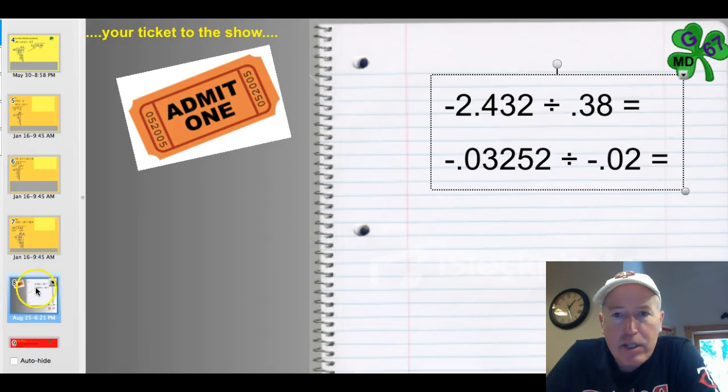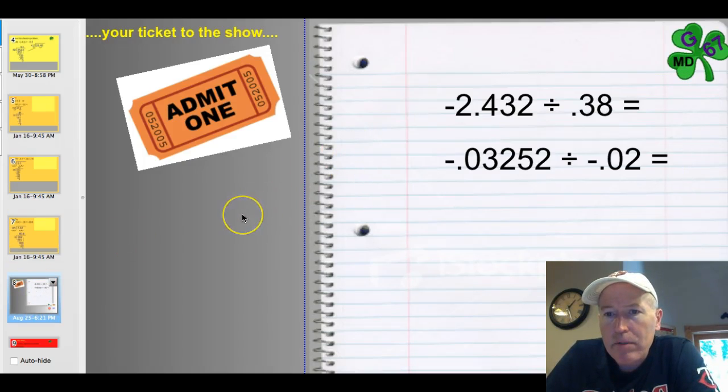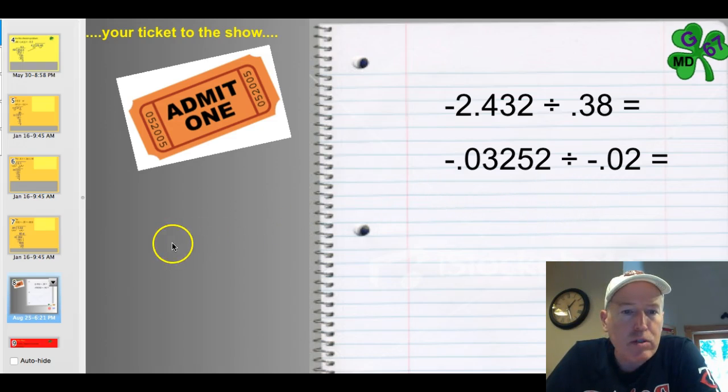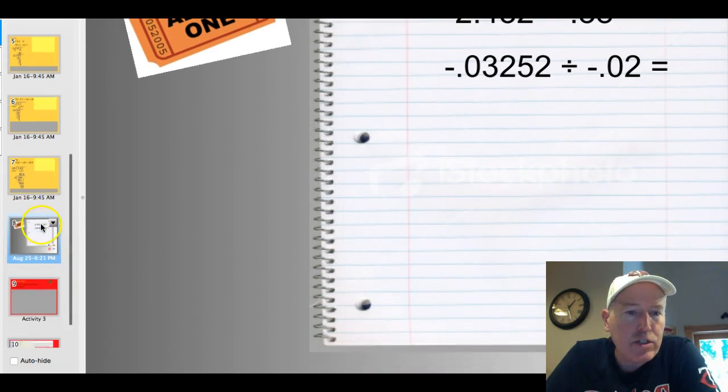All right, time for the ticket to the show problems. Negative 2.432 divided by 0.38 equals, I don't know. And then you have negative 0.3252 divided by a negative 0.02. All right, complete those, bring those to class tomorrow for your ticket to the show.